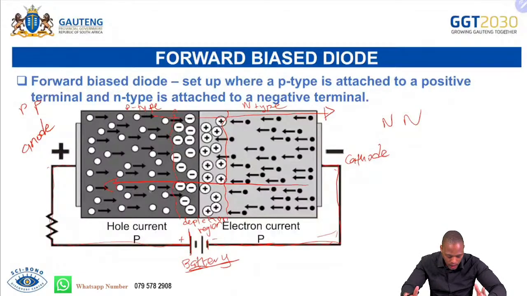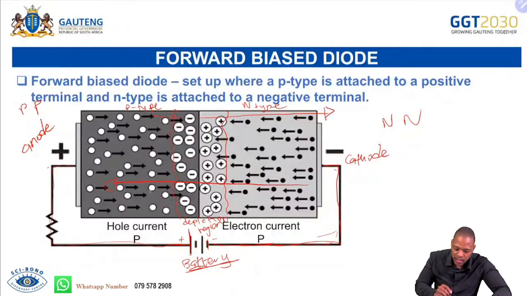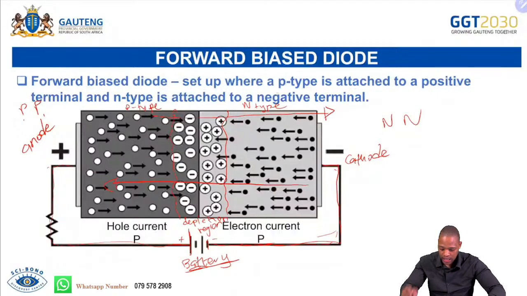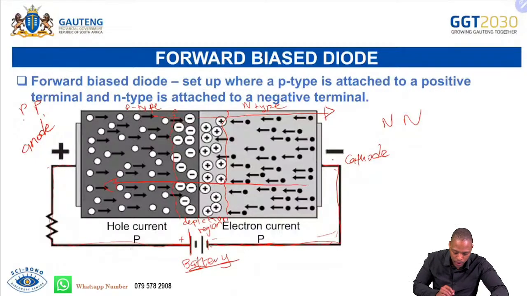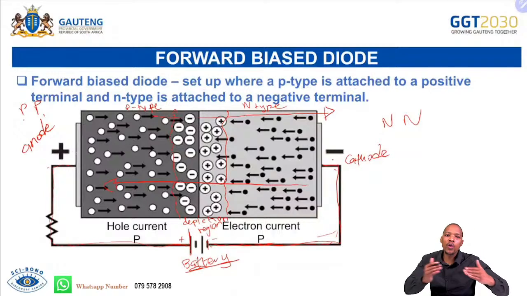Okay, so what type of a diode is this? We call this, grade 12, a forward biased diode. That's what we call it. A forward biased diode is a setup where the P type is attached to a positive terminal, PP, if you remember. So a P type is attached to a positive terminal, and an N type is attached to a what? A negative terminal, NN. So a negative terminal of the battery to the N type, positive terminal of the battery to the P type. So when that is happening, that will always allow for the flow of electrons.